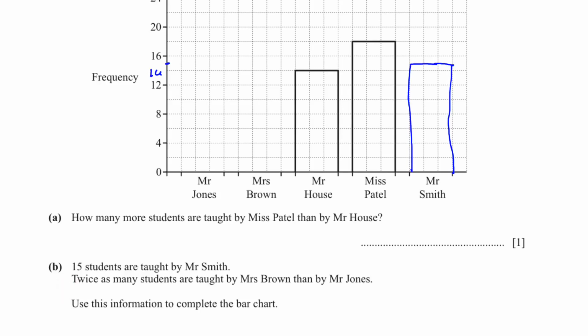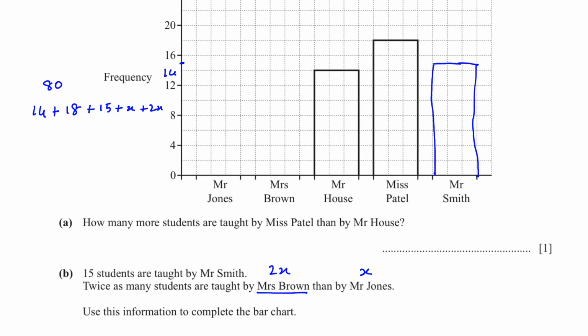They have also asked us to complete the bar chart for Mrs. Brown and Mr. Jones. Twice as many students are taught by Mrs. Brown than by Mr. Jones. If the number of students taught by Mr. Jones is X, the number of students taught by Mrs. Brown is going to be double that. So it is going to be 2x. Total number of students are 80. So let's write down here the total number of students, which are 80. Out of that, Mr. House is 14. Miss Patel is 18. Mr. Smith is 15. And Mr. Jones is X and Mrs. Brown 2x.